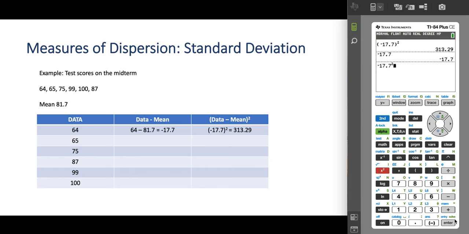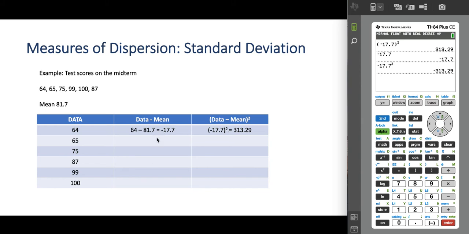So if I don't put parentheses around there, I'm going to get a negative value. And none of these values should be negative. They should all be positive. Now, this might have some negative values, but this will all be positive. So remember to use parentheses when you're squaring it.